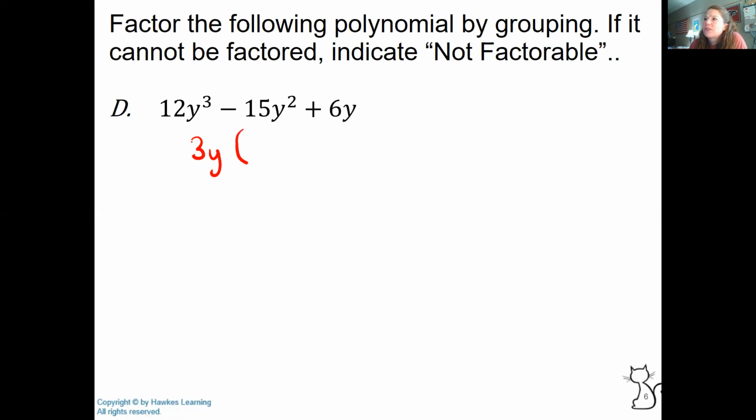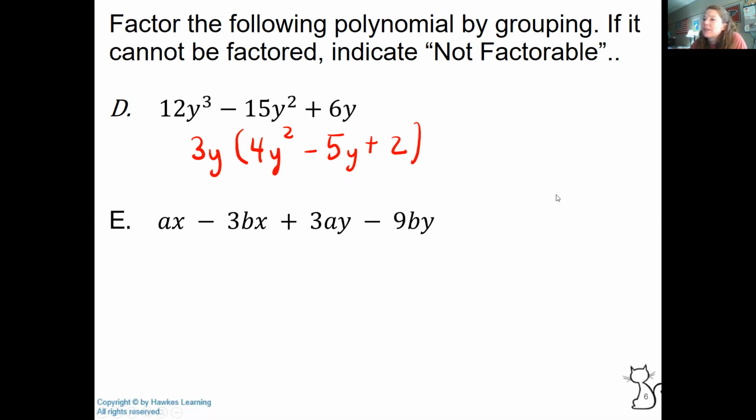So 12 divided by 3 is 4. If I start out with 3 y's and bring out 1, I have 2 y's left. Negative 15 divided by 3 is negative 5, and y squared divided by y is y. And then positive 6y divided by 3y is positive 2. And there we go.